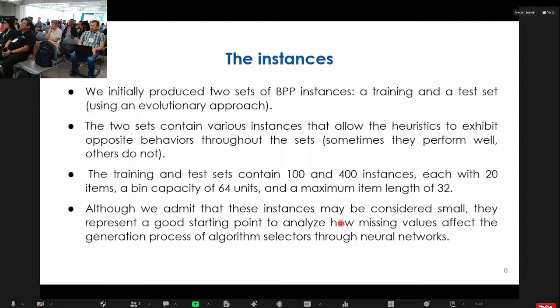An important part that I want to add is this one. The training and the test sets contain 100 and 400 instances, each with 20 items, a bin capacity of 64 units, and a maximum length of 32. This scenario is small for the optimization problem, and the idea was to test that first before moving to something bigger, and next we can try this on a bigger scenario.